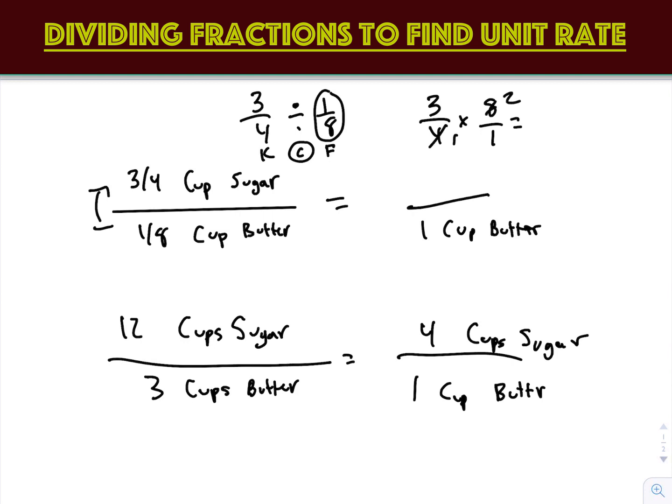I can simplify this down to cancel. 4 goes into 8 twice. So there are 2 4s in 8, and only 1 4 in 4. 3 times 2 is 6 for the top, and I get a denominator of 1. So there are 6 cups of sugar per 1 cup of butter.